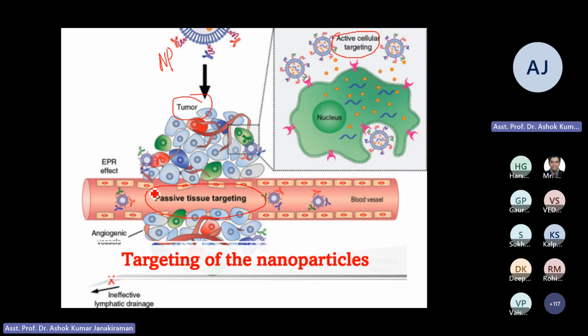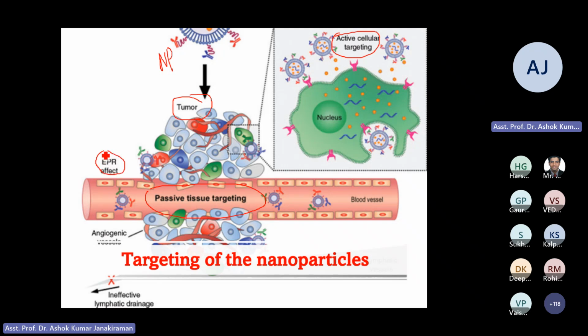What is the difference between active and passive? Passive means once the tumor is formed, the tumor tissue has a highly disorganized vascular architecture, with irregular blood flow and reduced lymphatic drainage, and the vessels are leaky in nature. It is totally disturbed due to the reaction and due to cell death. We can say that the tumor tissue is highly disorganized. Due to this disorganized nature, the nanocarriers are not removed effectively from the place, and they also get attached to the tumor tissue through the EPR effect.